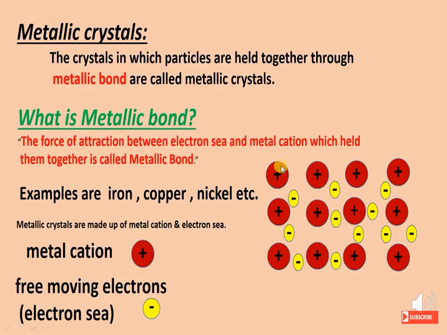Due to the presence of these free electrons, metals are good conductors of electricity. Its examples include iron, copper and nickel. We can also say that metallic crystals are made up of metal cations and electron sea.